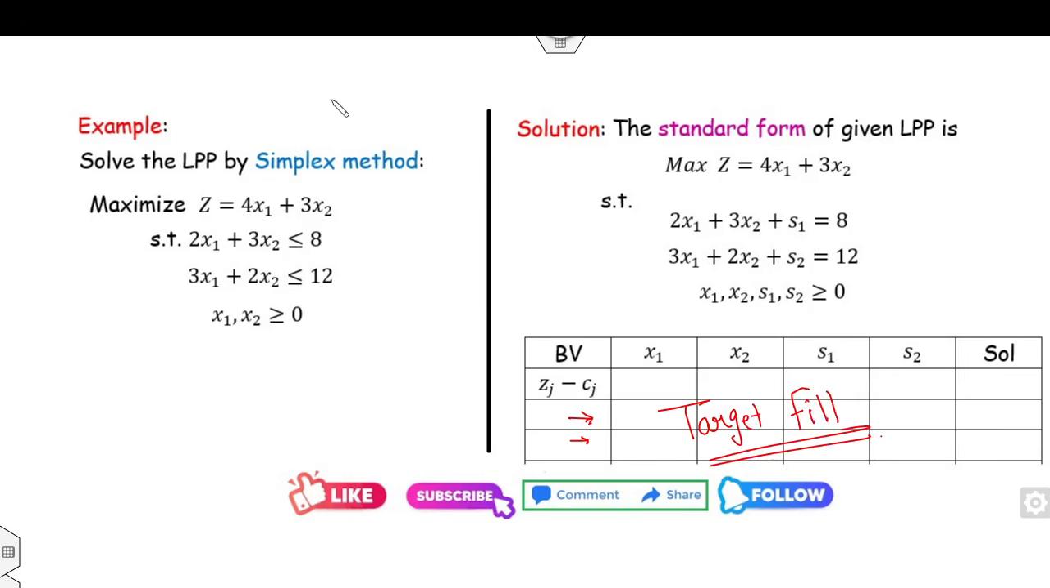And I will tell you in this lecture a very simple way or shortcut trick for how you can fill these entries in 15 seconds. So you must watch this video till the end.